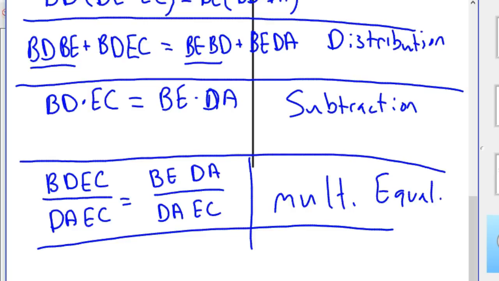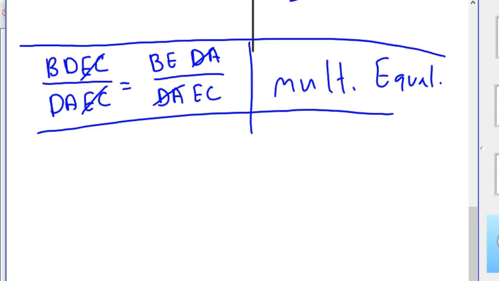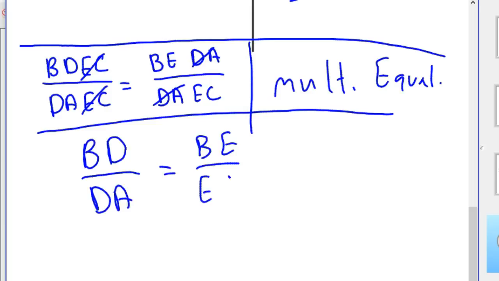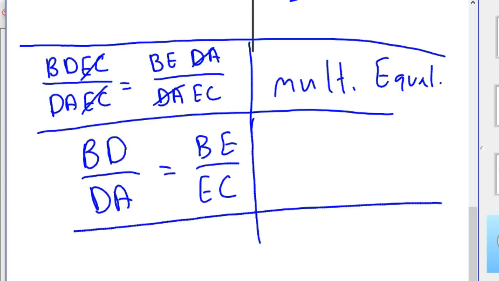And notice what happens. The ECs divide out, and the DAs simplify, and so we know that BD now over DA is equal to BE over EC. And the reason for that, again, these are ones. Both of those are ones. So you could maybe put useful form of one, or again, I would put multiplicative identity, because again, it is just one.